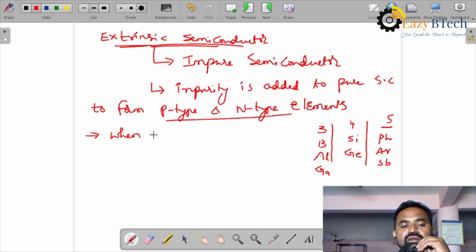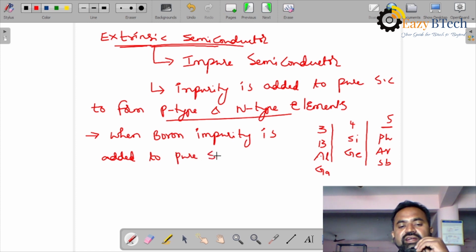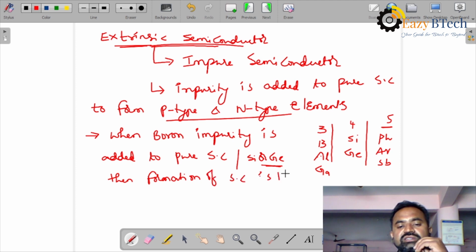Okay. When boron impurity is added to a pure semiconductor, that is either silicon or germanium, then the semiconductor formed is known as p-type.